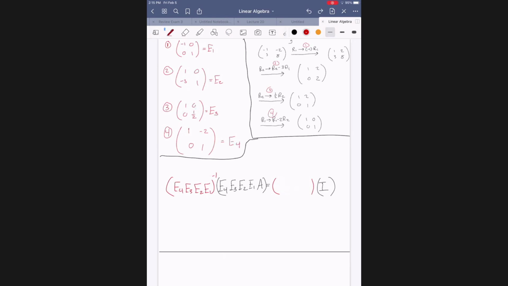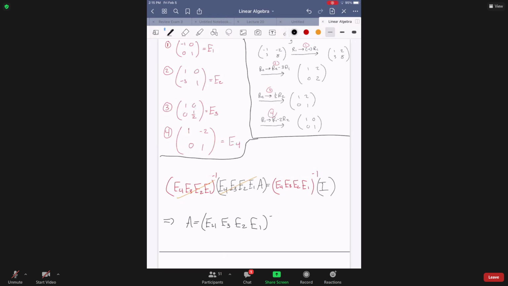E4, E3, E2, E1 inverse. These two cancel out, and you're left with A is equal to, well, anything times the identity is just that matrix. So you're just going to get E4, E3, E2, and E1 inverse, right?